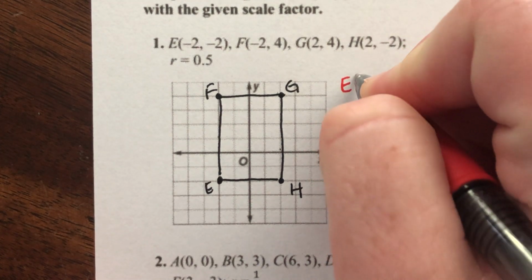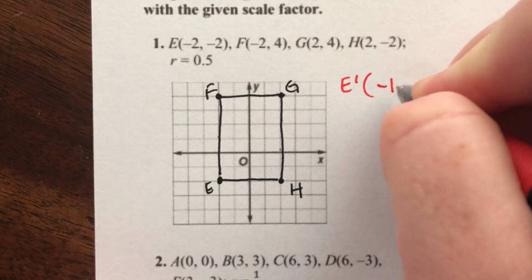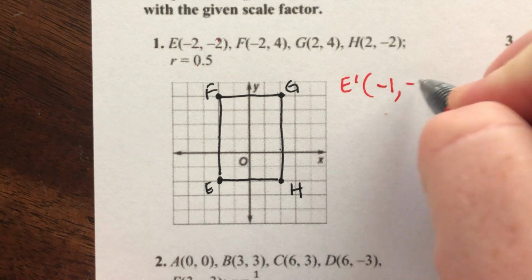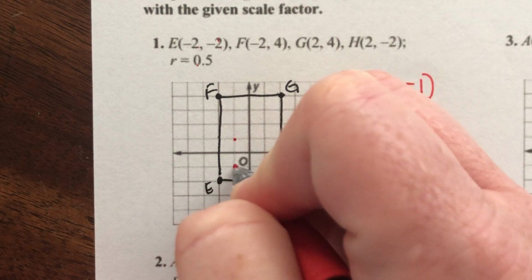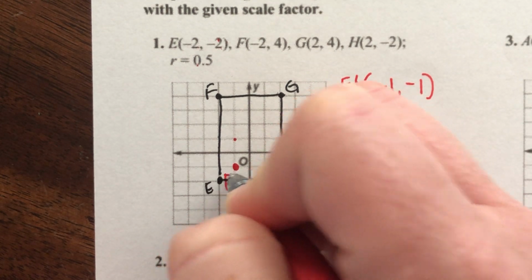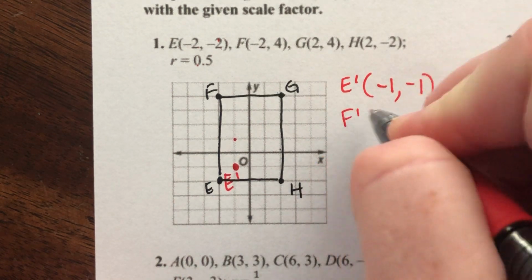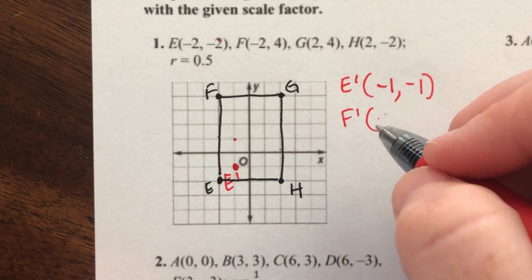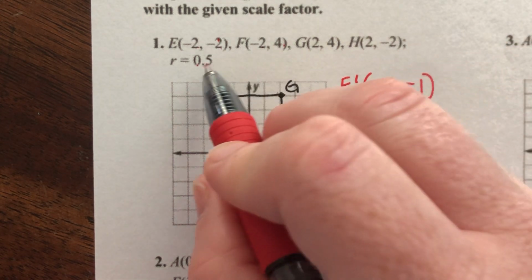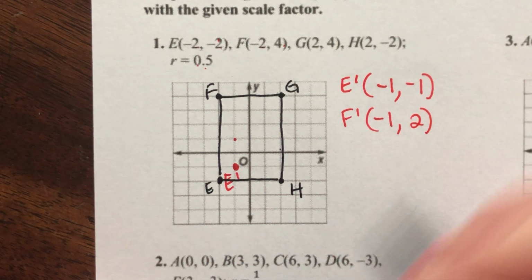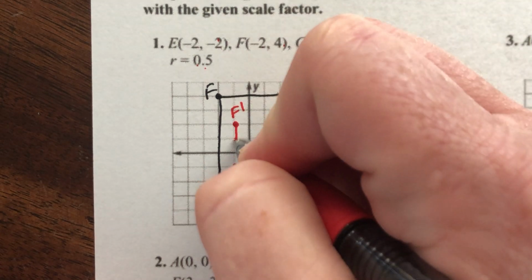So E prime is -2 times 0.5, which is -1, and -2 times 0.5, which is -1. So E prime is at -1, -1, right here. And then F, multiply -2 by 0.5, which will give us -1, and then multiply 4 by 0.5, and that'll give us 2. So F prime is back 1, up 2. I can go ahead and connect those.